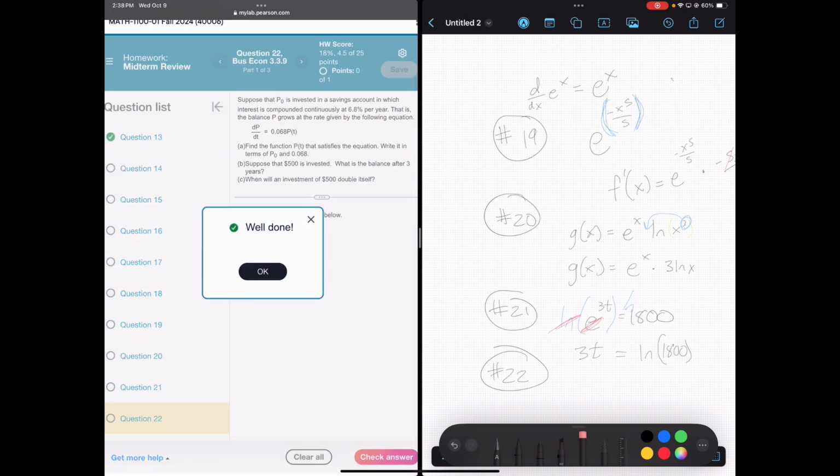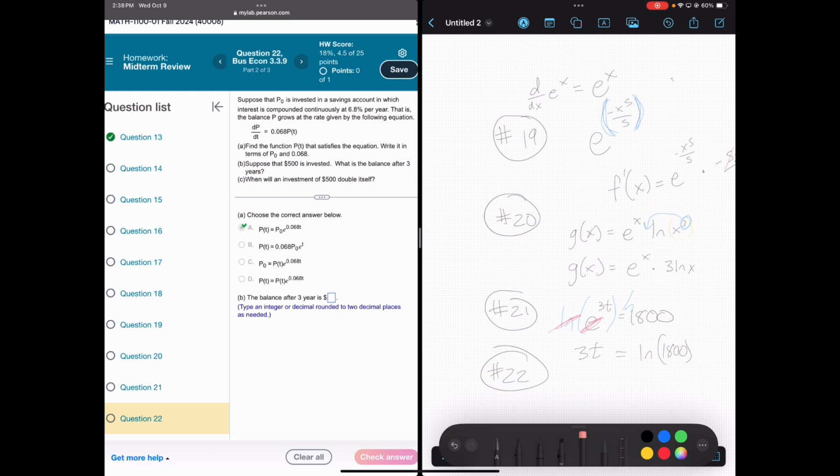So if I keep going, in part B, they give me an initial value. Suppose that $500 is invested. Well, that's what P0 is going to be. P naught or P0 is just going to be $500. And then what is the balance after 3 years? That's what you plug in for t. Okay. Any questions about that one?